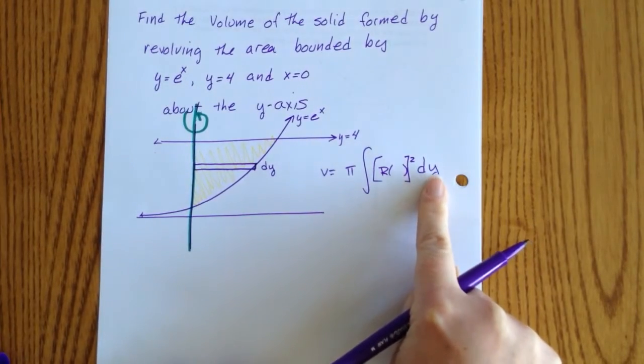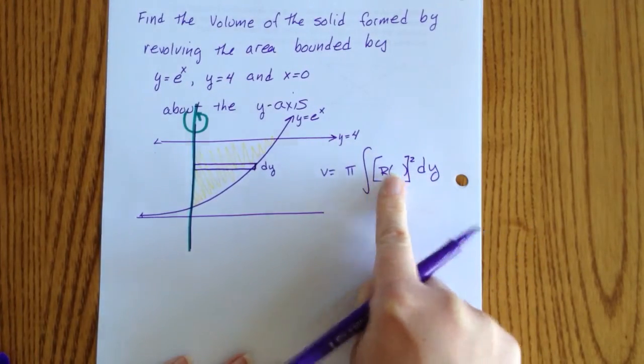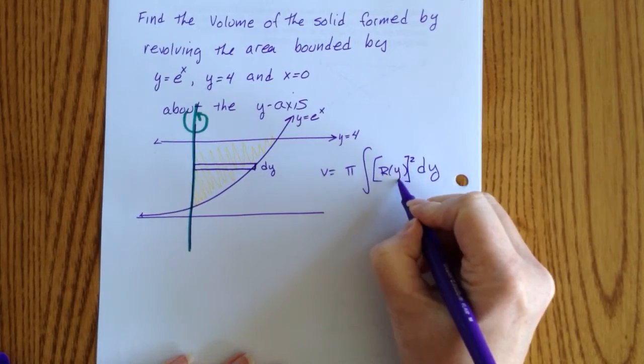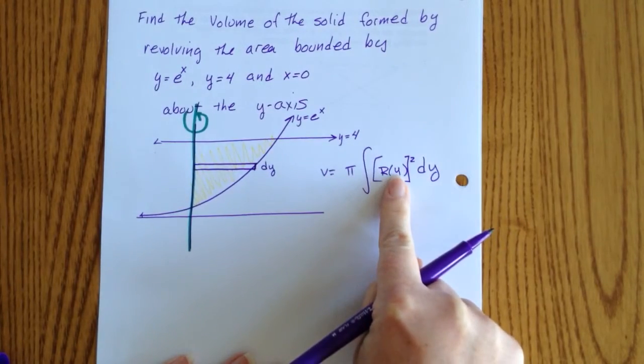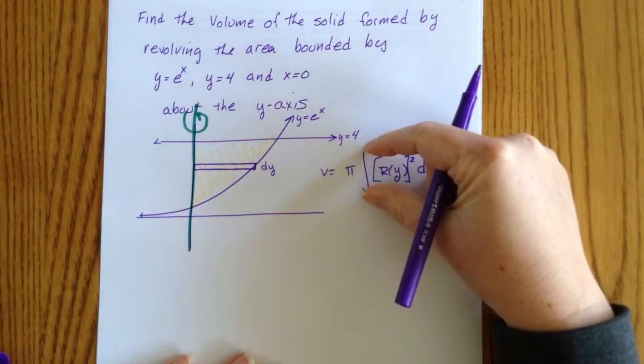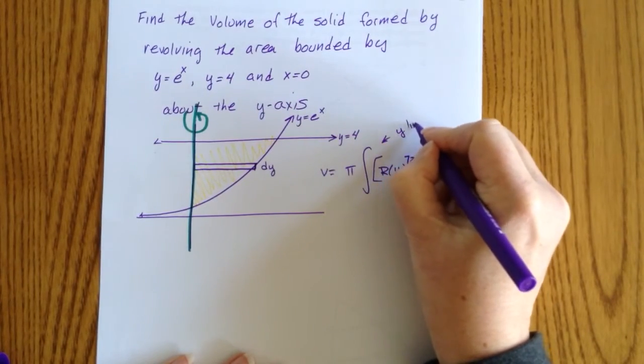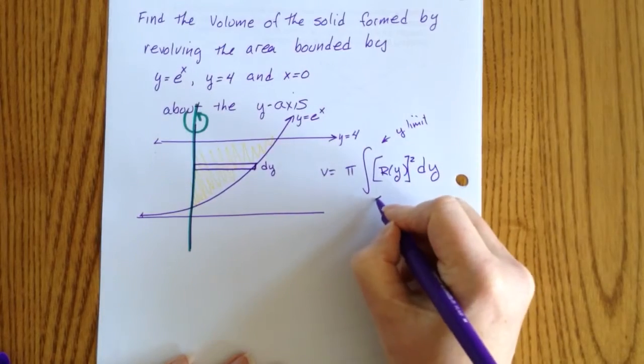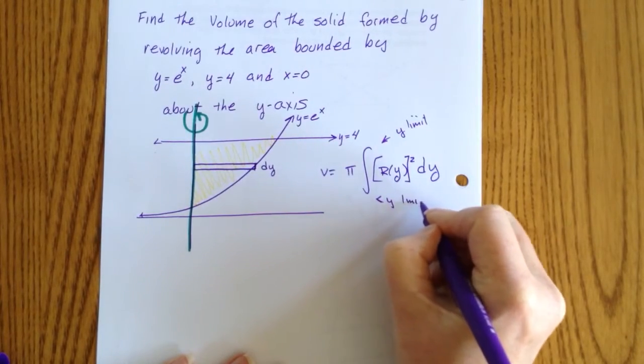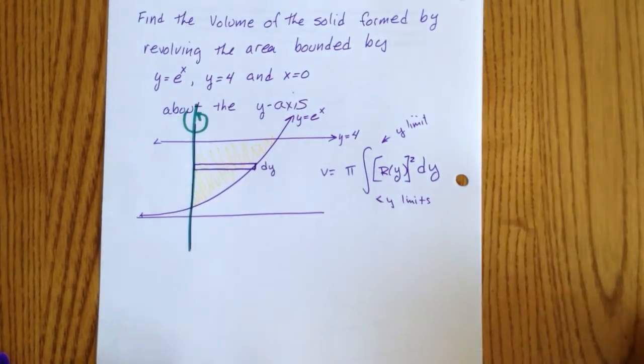Because this is with respect to y, the radius will need to be a function of the variable y, and the limits of integration will need to be y variable limits.